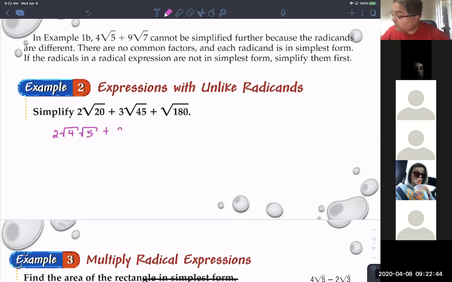Okay, how do we separate 45? Mm-hmm. And how do we separate 180? I think it's like 36 and 5. Oh. Okay.